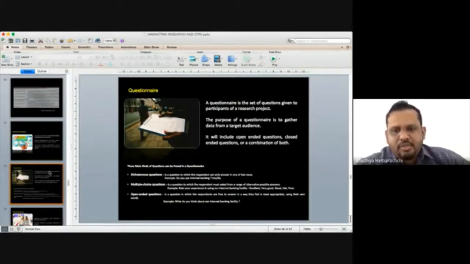Then you have multiple choice questions. Now these questions actually give a range to the customer for him to give his real feedback, right? For example, we might say, okay, I'm happy. Okay, to what extent are you happy, right? I'm satisfied. Okay, to what extent are you satisfied, right? So for example, a question can be, rate your experience in using our internet banking facility.